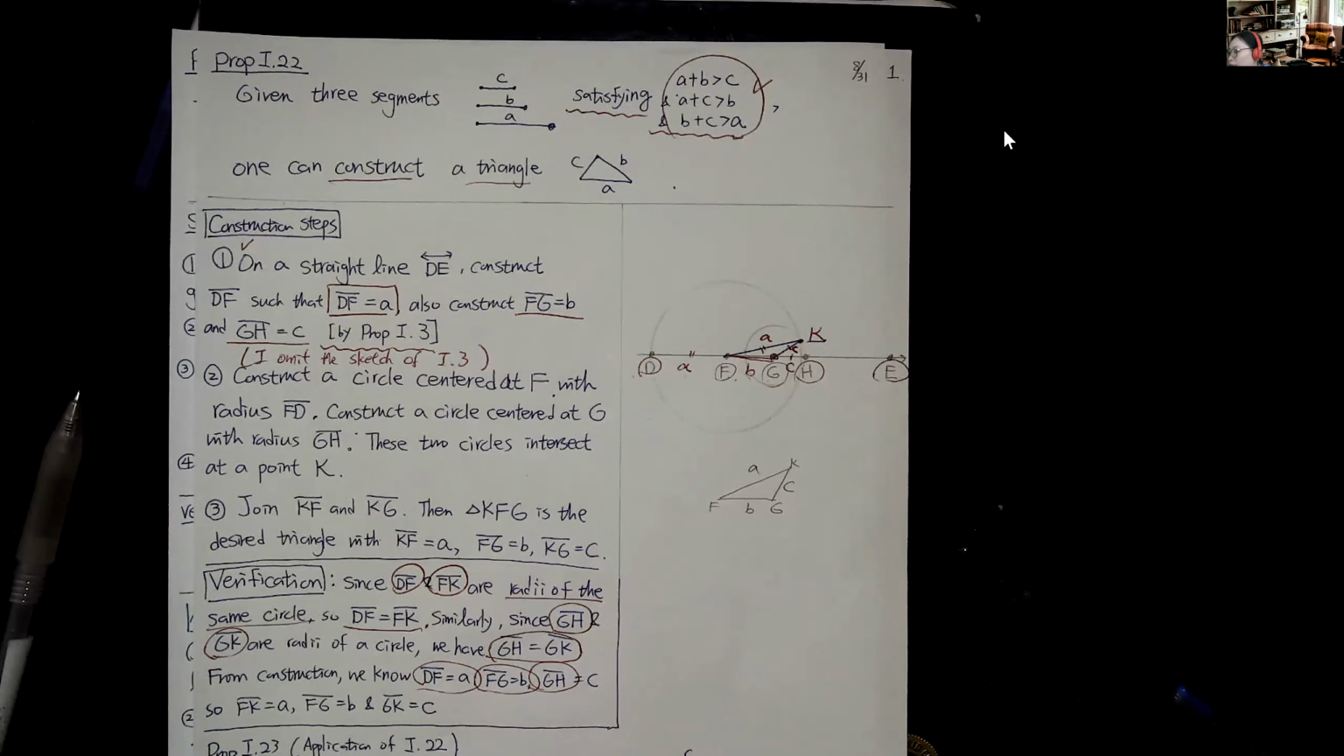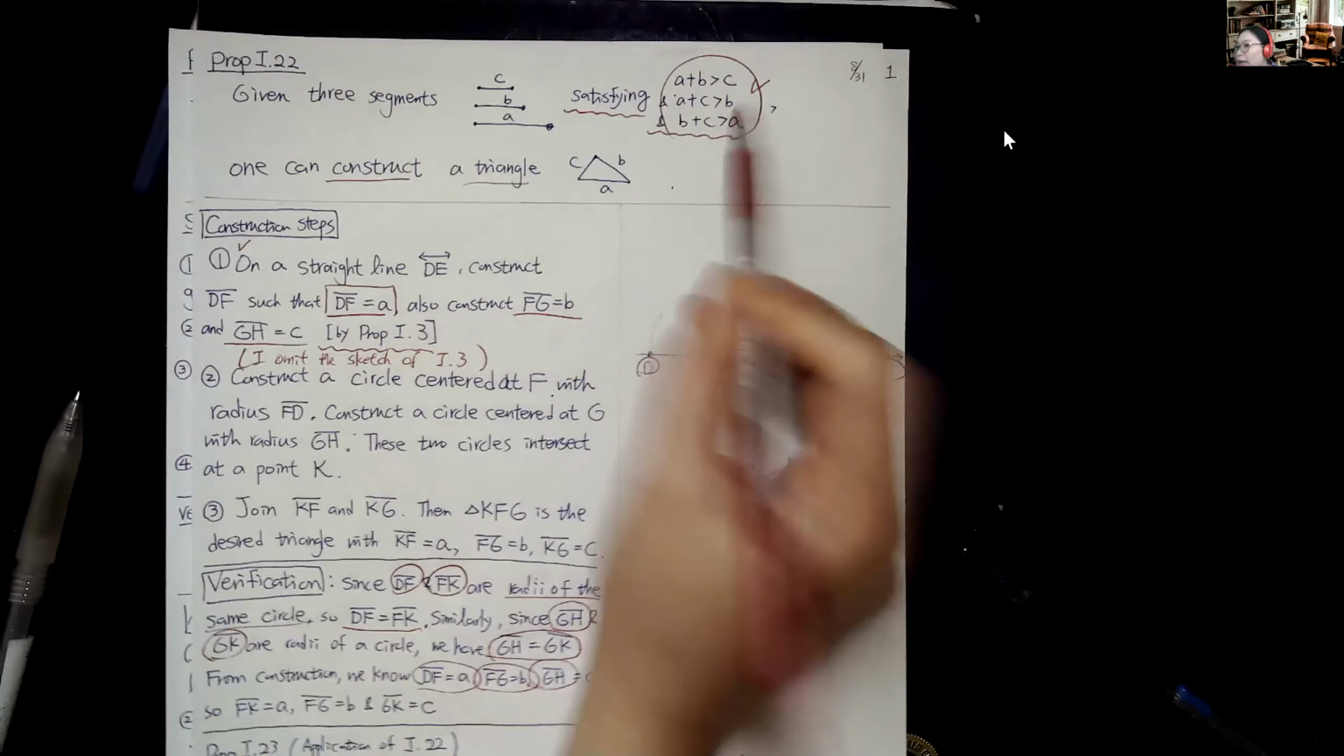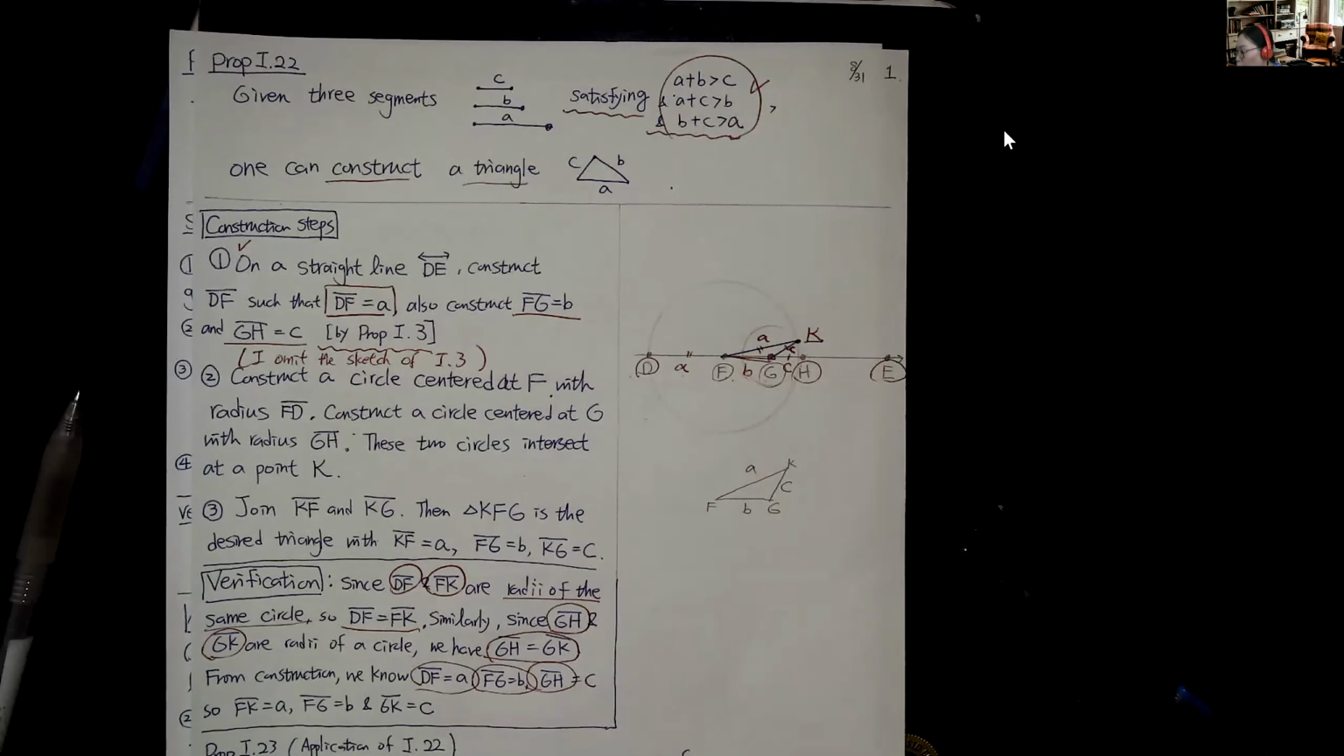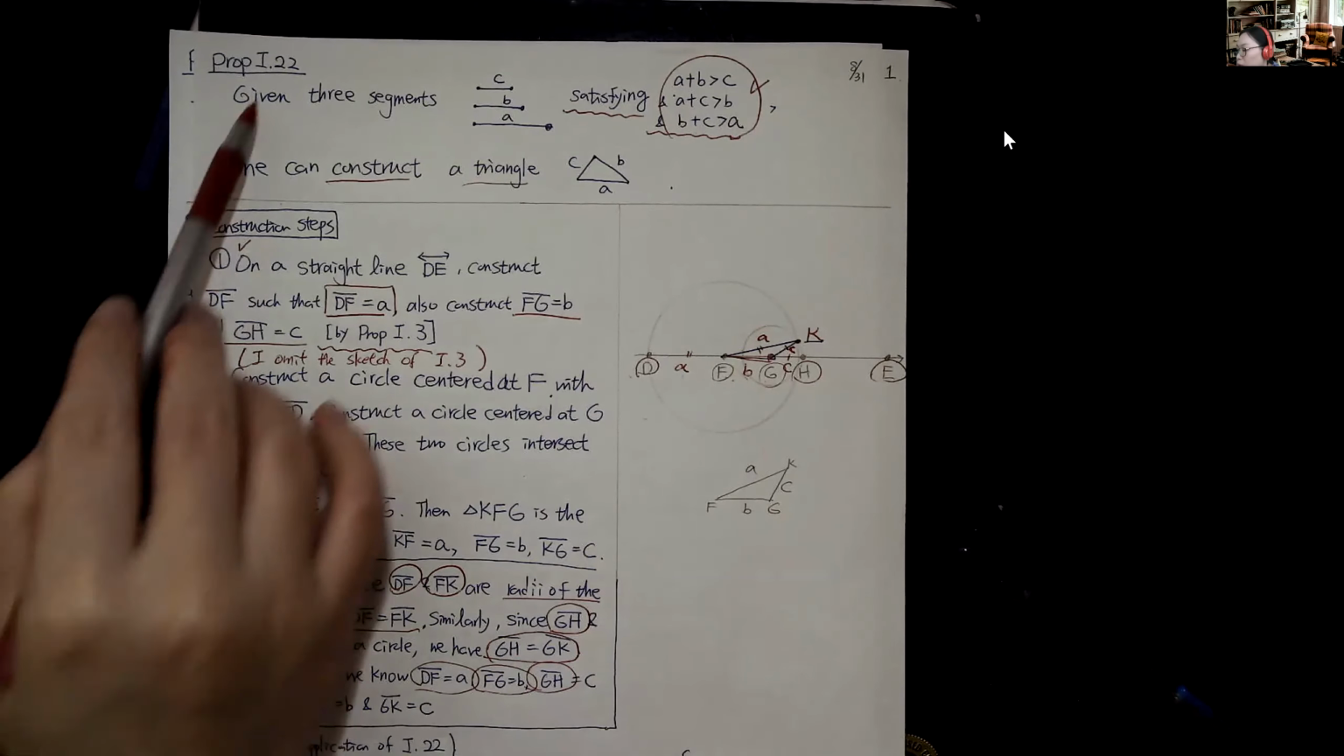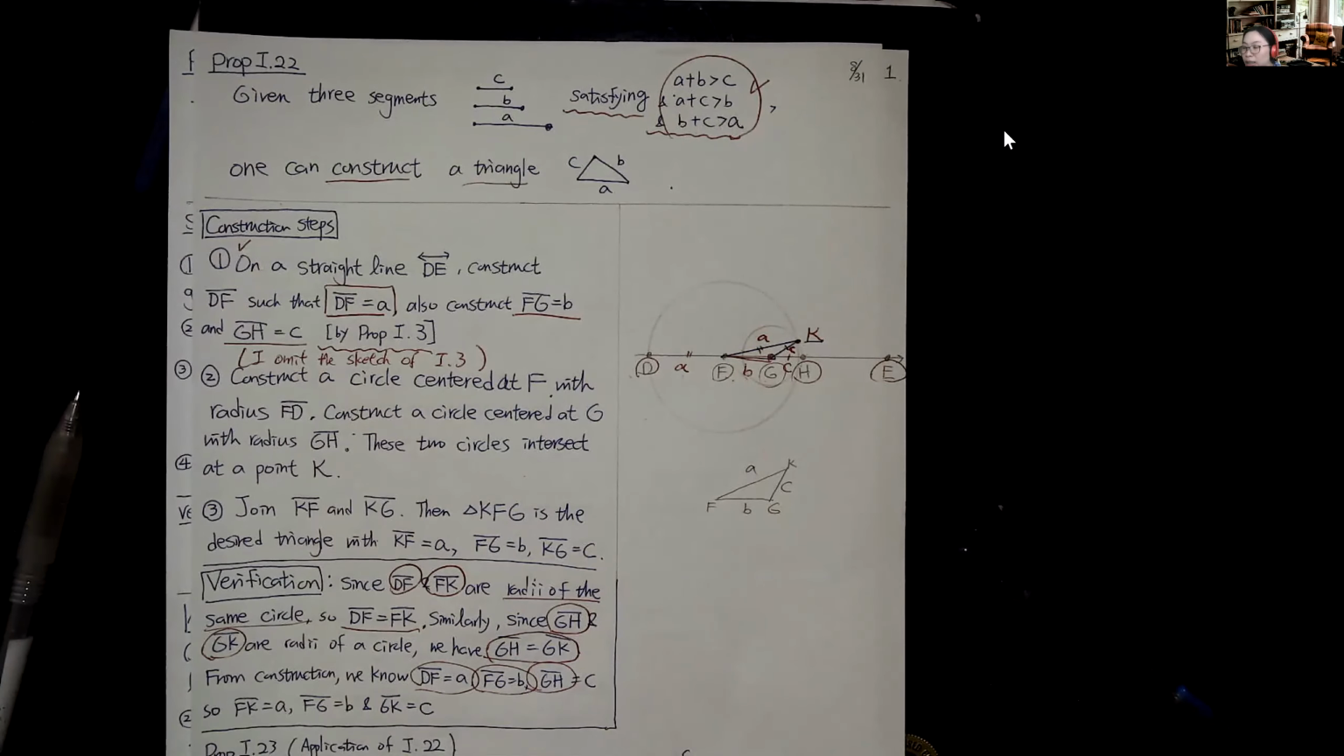So in some sense, this construction works because the three segments you start with satisfy the necessary condition we need. That's why 1.22 is highly tied up with the triangle inequality theorem we just saw, because in order to construct a legitimate triangle, you need the three sides to first satisfy this inequality. Okay, is there any question so far?